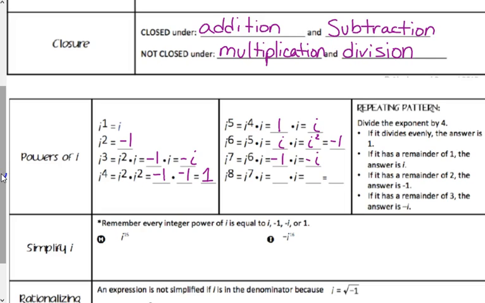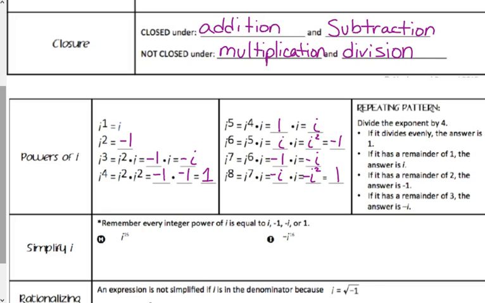i to the eighth is i to the seventh times i to the first. i to the seventh, we already determined was negative i. And negative i times i is negative i squared. Negative i squared is 1 because i squared is negative 1. Negative times negative is a positive.